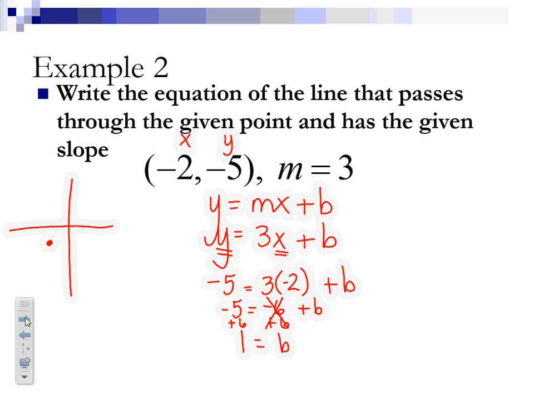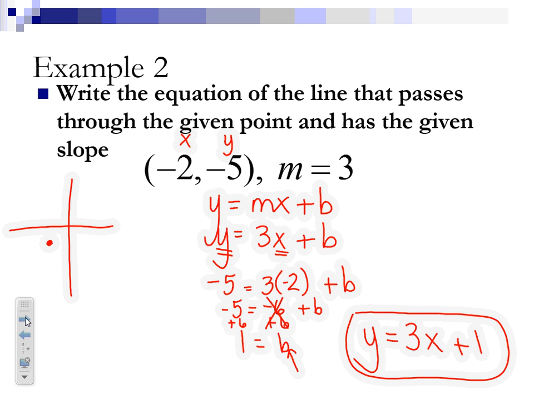-5 plus 6 is 1, so the b is -1. Now that's not where I'm done. I now know that the y-intercept, remember b stands for y-intercept, is at 1. So my final equation of a line is y equals, what was the m again? That was 3, so 3x, and the b we just solved for, positive 1. This is my equation of a line. You can see the slope and you can see the y-intercept.